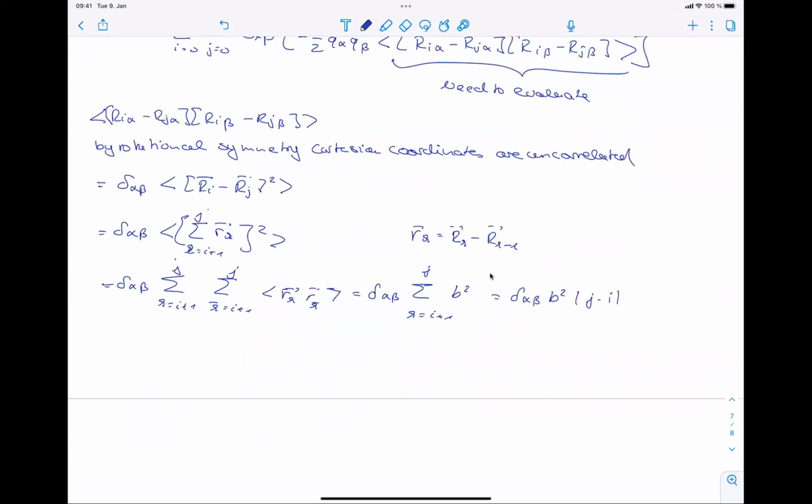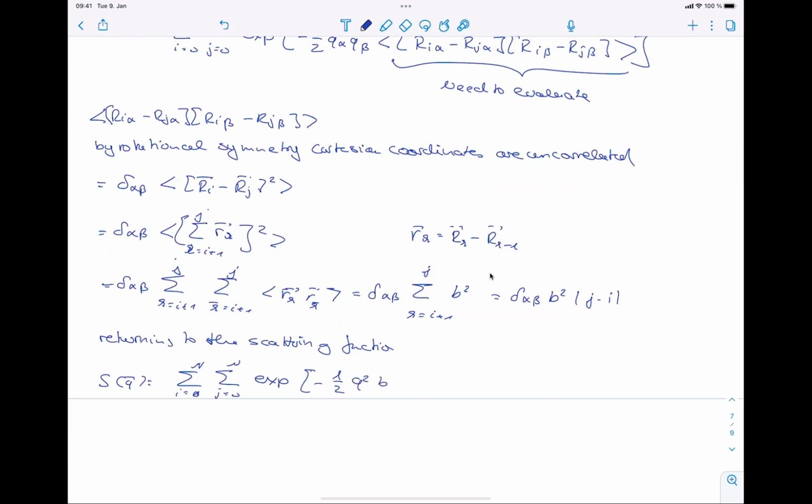And so now, returning to the scattering function, we can write it down as the sum over e to the minus a half Q squared b squared times |j minus i|. This is where we're going to continue on Tuesday to interpret this result.